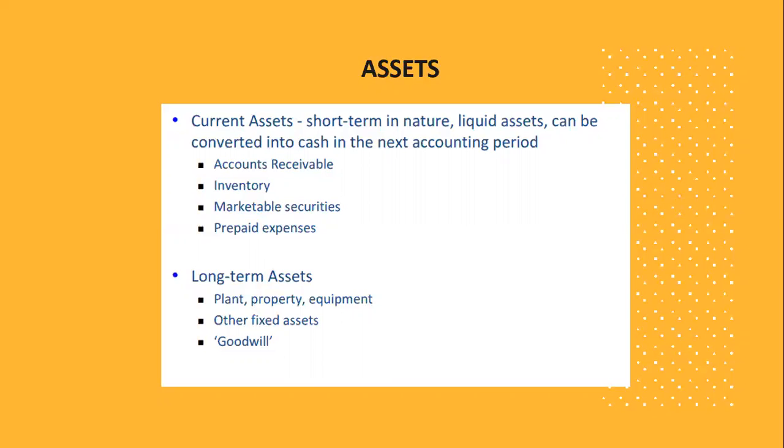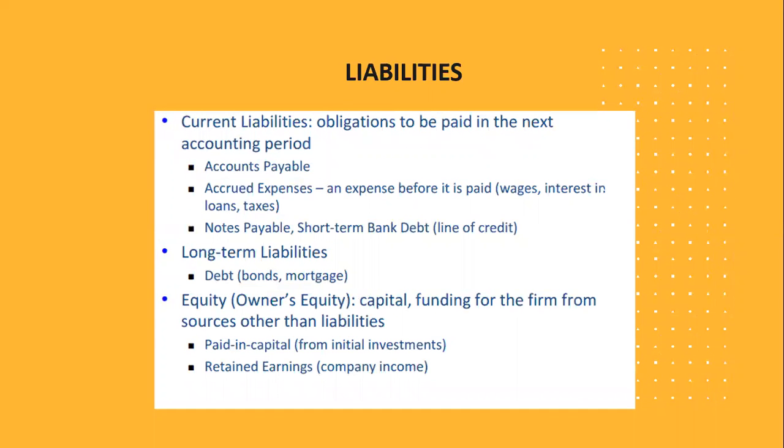So within the next accounting period, you can say within the next year, these assets can easily be converted into cash. So that's what falls under current assets. In long-term assets, these are goods that are harder to sell. So if you wanted to sell them next year, let's say, or in the next accounting period, it may be a little harder to do so. So those therefore fall into the long-term category. So these are the key categories of assets.